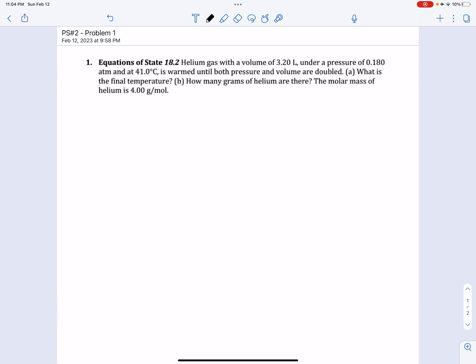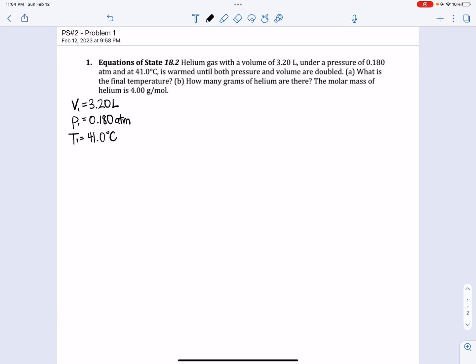Let's write down the givens and the equation in the problem. So we have volume is 3.20 liters. Pressure is 0.180 atm. And the temperature is 41.0 degrees Celsius. And these initial values, so actually that's V1, P1, and T1.